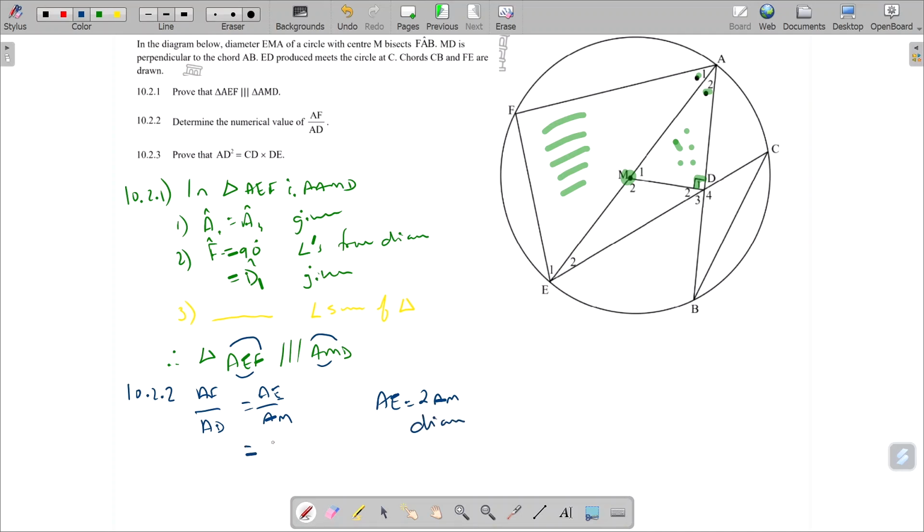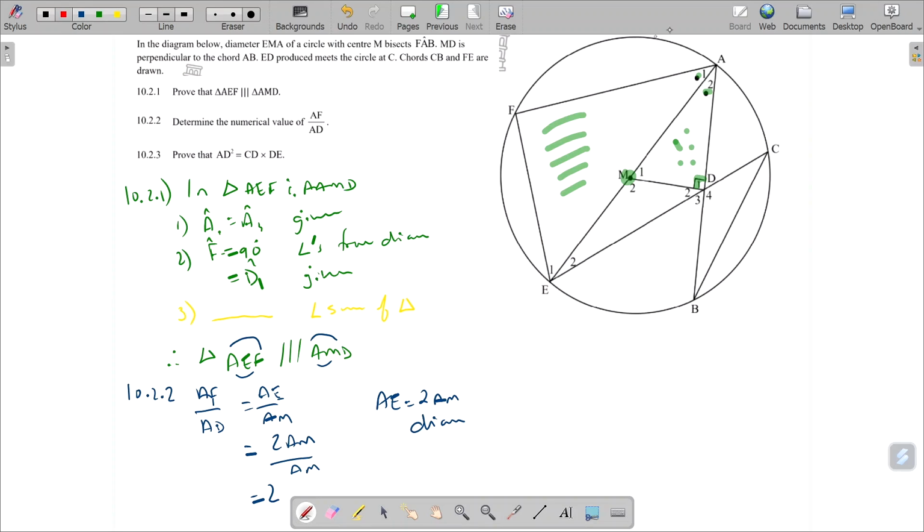So what I'm going to get here is 2 AM over AM, which gives me an answer of 2. AF over AD has a ratio of exactly 2. Okay, we're now asked to look at AD squared being paired with CD times DE.